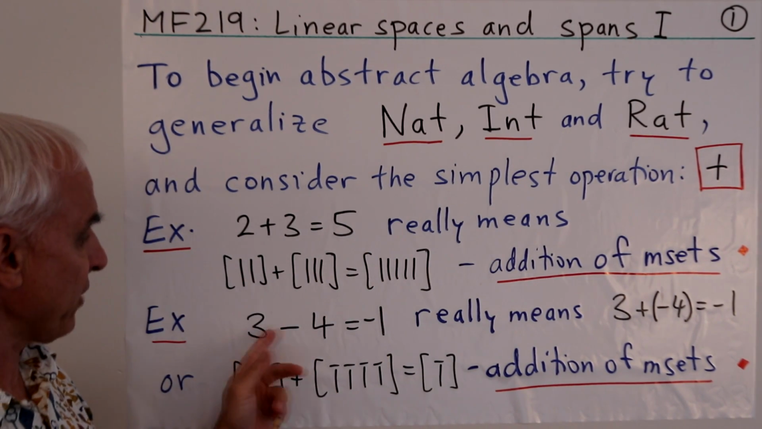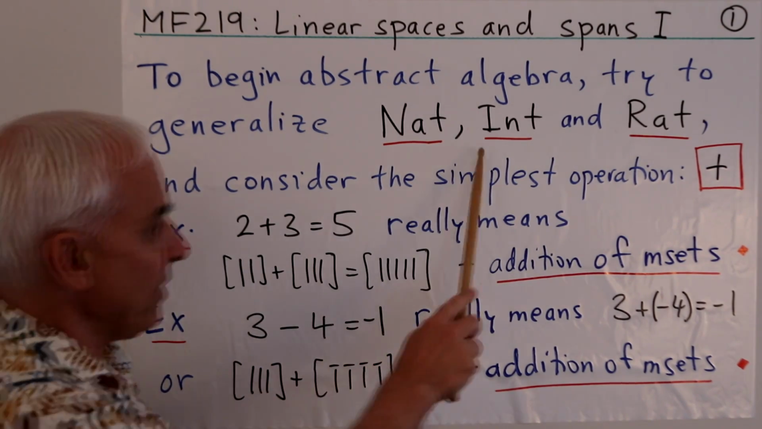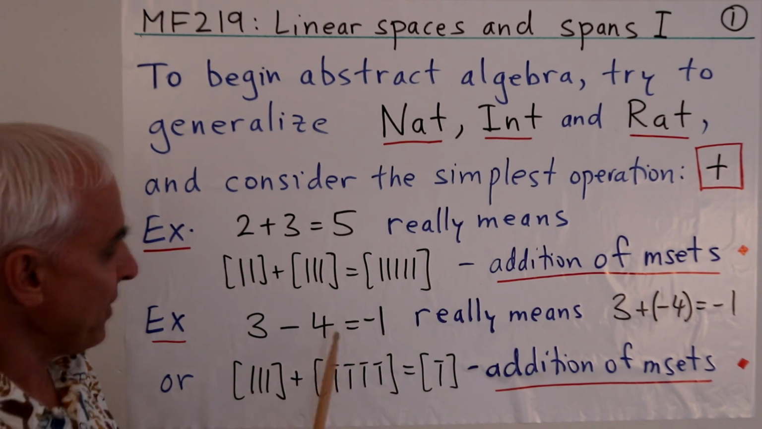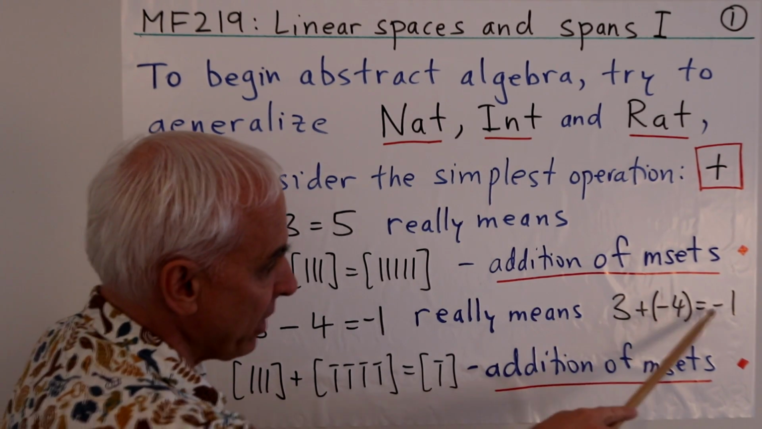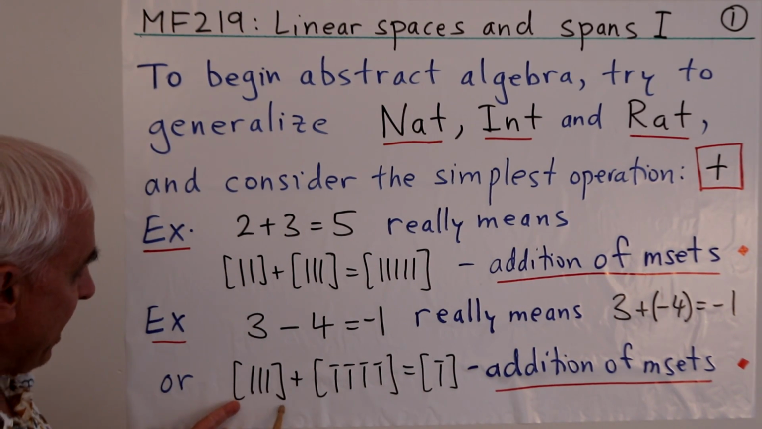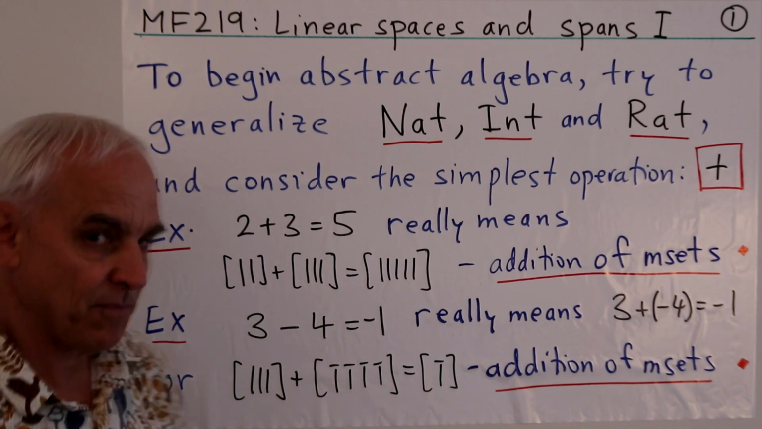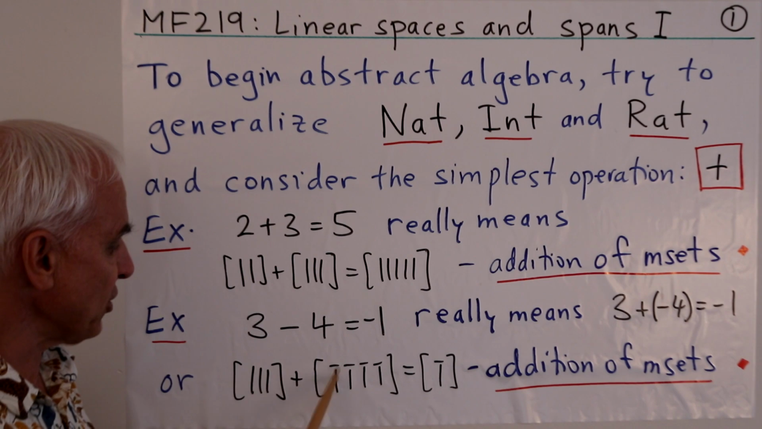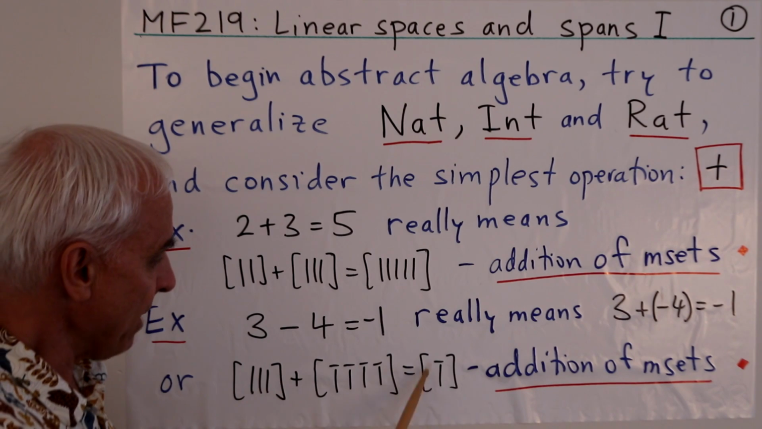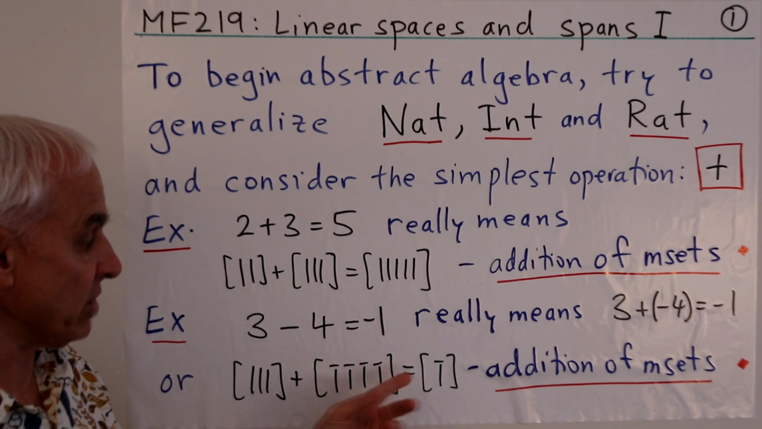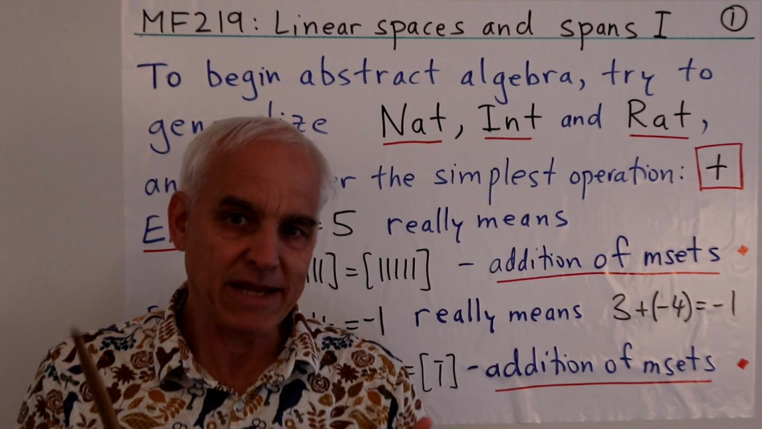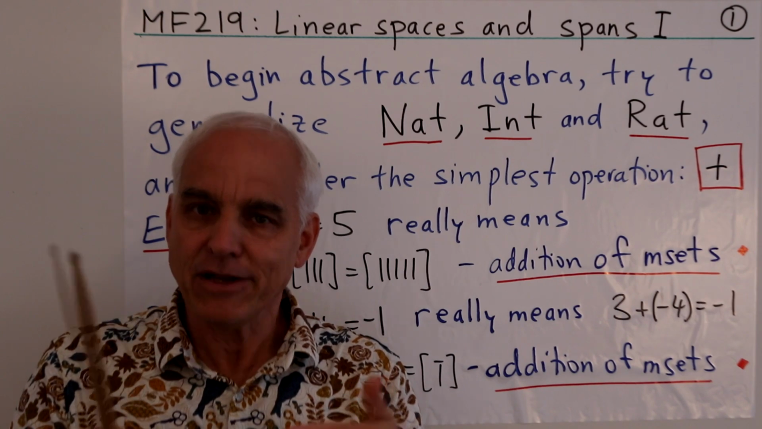And when we take the difference, say 3 minus 4 equals minus 1 in this arena here, we are also doing something that's pretty well mset addition. This is really the same as 3 plus minus 4 equals minus 1. And we can look at it from an mset point of view by taking this mset here, which is 3, and here's the mset minus 4, which consists of these anti-marks, 4 of them. And when we add these two things, we get the mset consisting of a single anti-mark, which is minus 1. So in all of these cases, the addition, the basic operation, is really addition of msets.